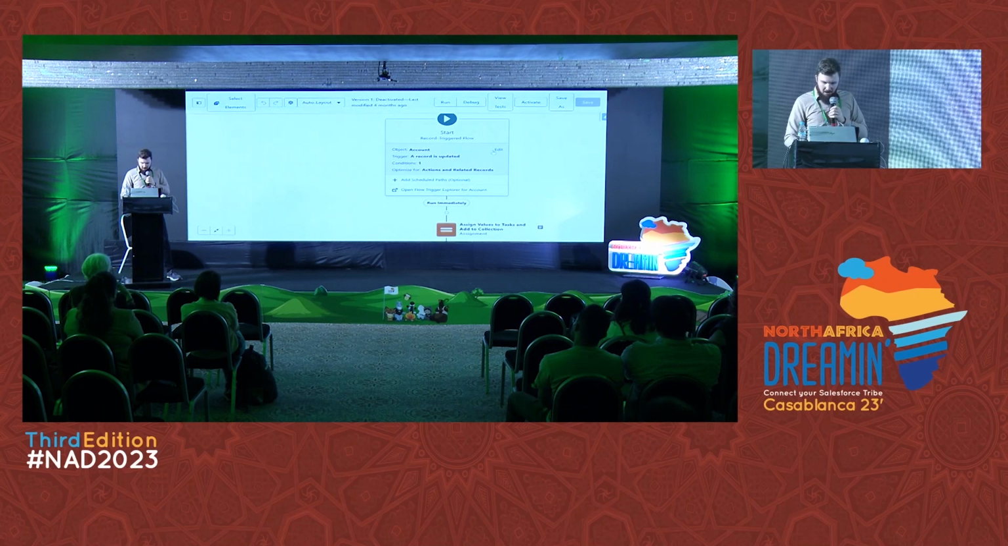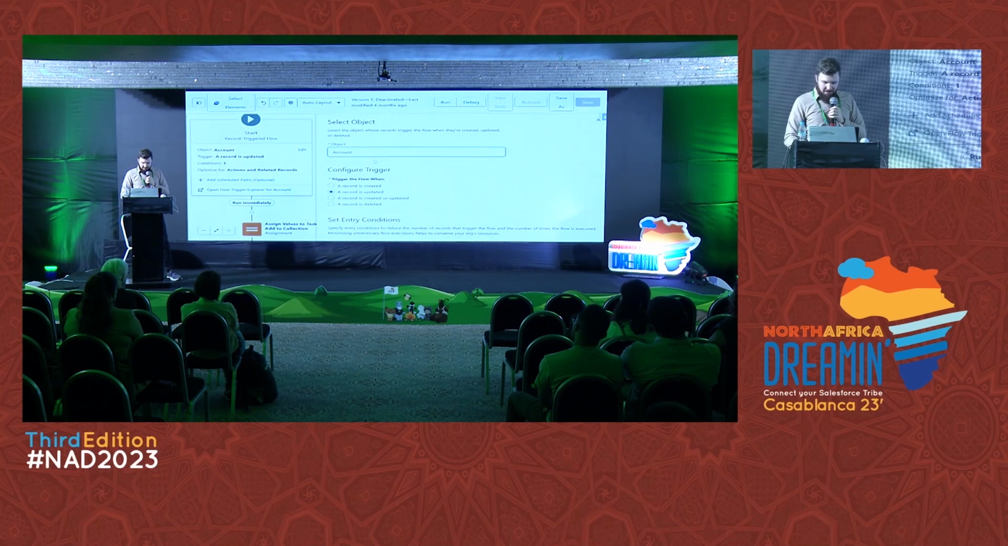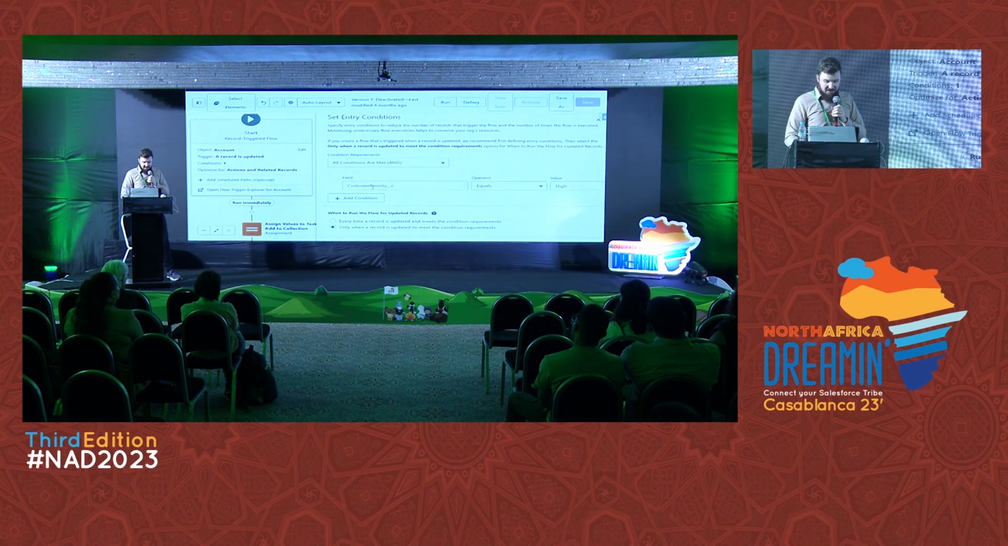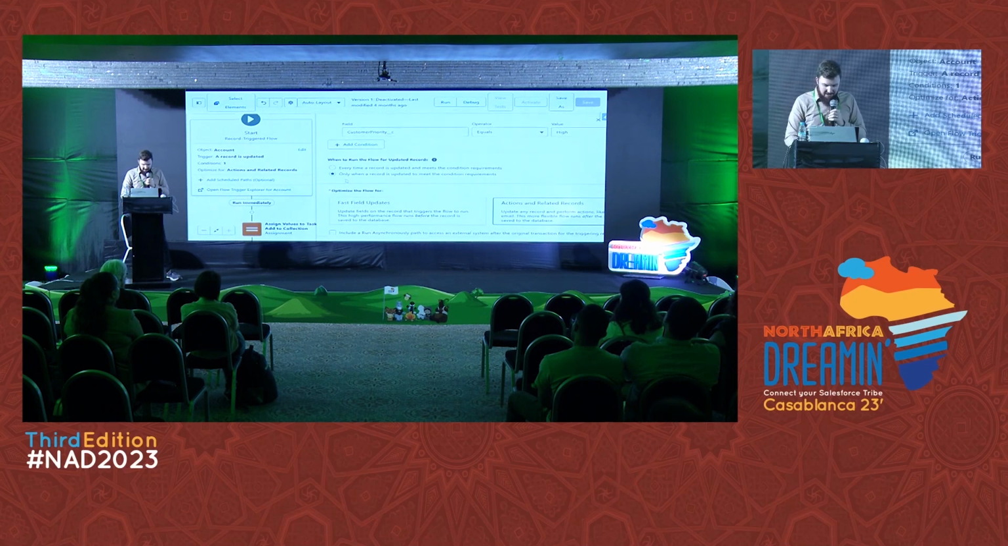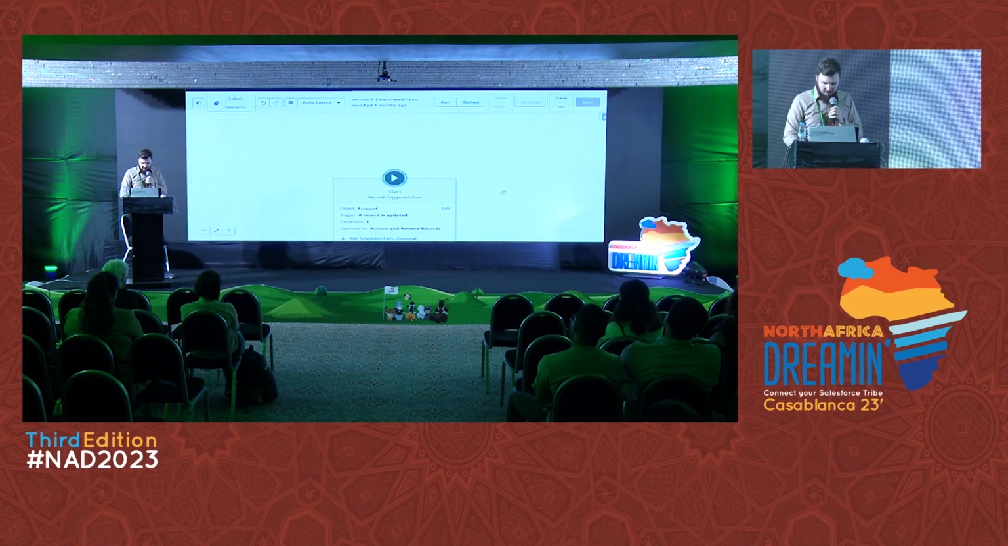Here's our account after save flow. This is running on the account object. I only need this to run when a record is updated. That's the only time this should kick off. And then I have my entry conditions set to make sure that customer priority equals high. And then down here, I say only run this when the record's updated to meet those conditions. Again, be very specific about when your flows run. This is set up for actions and related records so that we can update other records besides the one that triggered the flow. Here's the whole canvas.